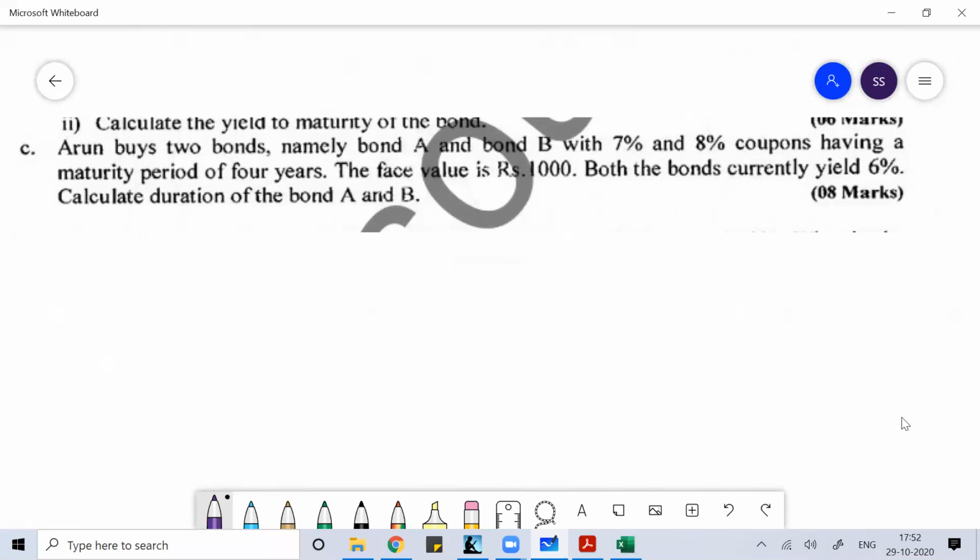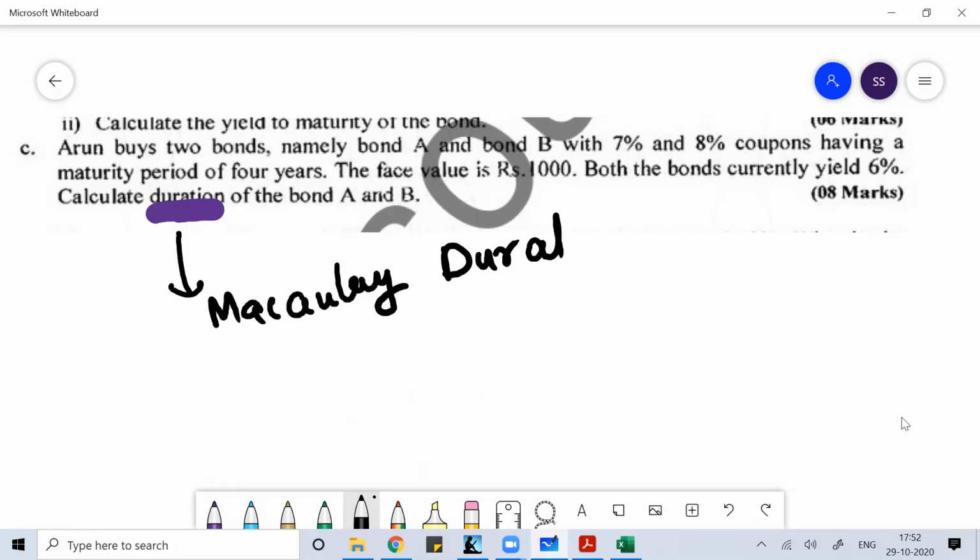Arun buys two bonds, namely bond A and bond B, with 7 and 8% coupon, having a maturity period of 4 years. The face value is rupees 1000. Both the bonds yield 6%. Calculate the duration of the bond. In exam, this 8 marks question comes. When they ask you to calculate the duration of the bond, they are simply asking you to find the Macaulay duration only.